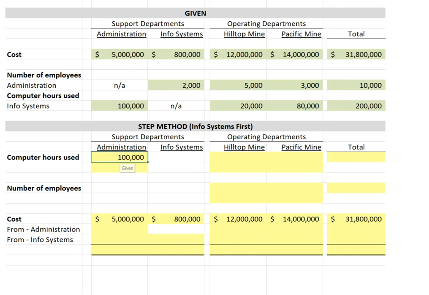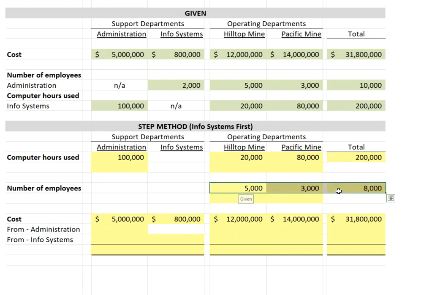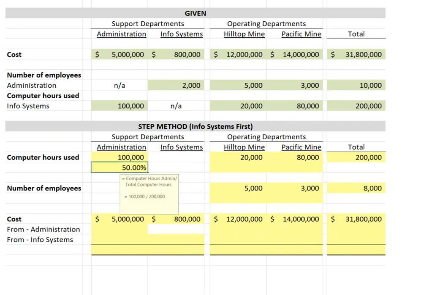Recall, information systems costs are allocated out on the basis of the number of computer hours used by each of the service departments. The Hilltop Mine, we're told, has 20,000 computer hours, the Pacific Mine 80,000, and the total computer hours used by both admin and the end operating departments is 200,000. We're allocating the cost of admin based on the number of employees. We're only considering the number of employees in the Hilltop Mine and the Pacific Mine because these are the only remaining end user departments. Once we close out information systems, we will no longer allocate costs into information systems.